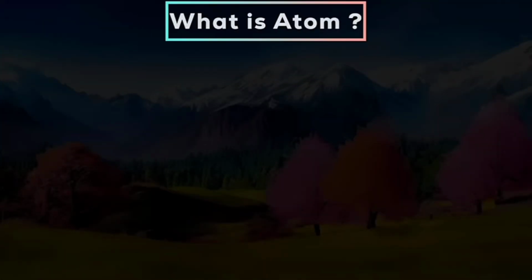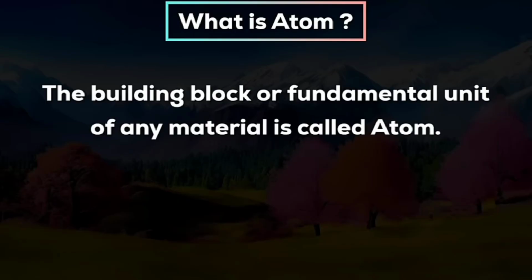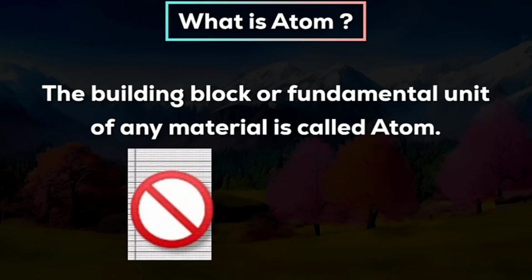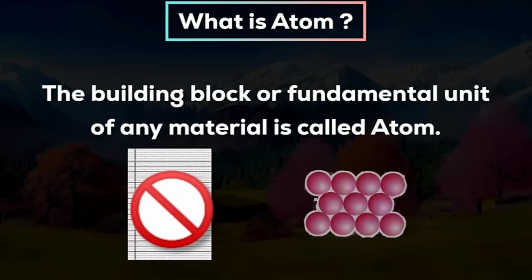Now, it's time to learn about atoms. So, what exactly is an atom? The building block of all matter is called an atom. This means that the smallest unit, or fundamental unit, of any material is called an atom. For example, if we tear paper into small pieces, there will come a point when we can no longer divide it further. We call the smallest part of that paper an atom.